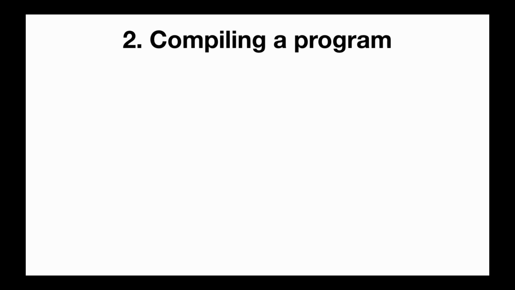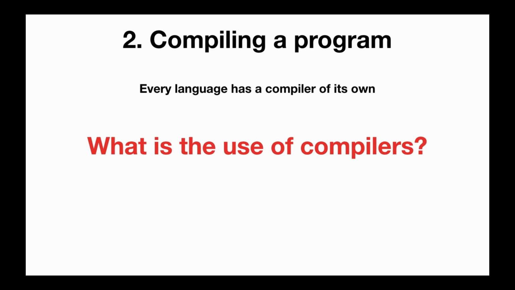So the next step in the programming process is compiling a program. Once you have written a code, you need to compile that code or program using the compiler of that particular programming language. As I've told you in the previous step, each language has a compiler of its own. So Python has a compiler of its own, Java has a compiler of its own, C of its own, C++ has a compiler of its own, and every language pretty much has a compiler of its own.